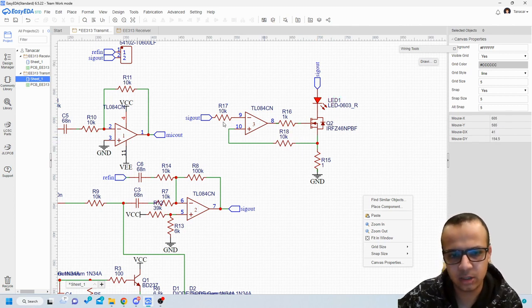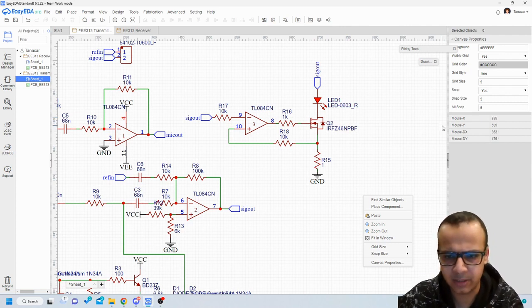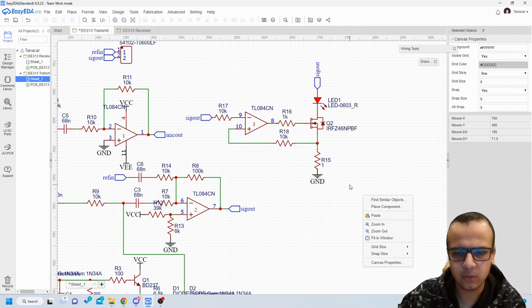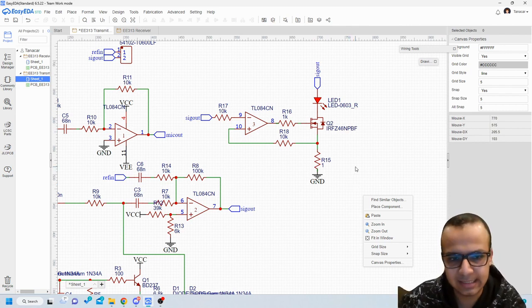So we converted our voltage to current, and after that, it will be modulated into light and sent to the medium, which is air, to the receiver part. The receiver part now, my partner Tan will discuss in detail.